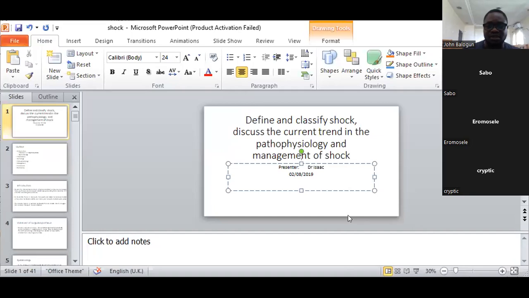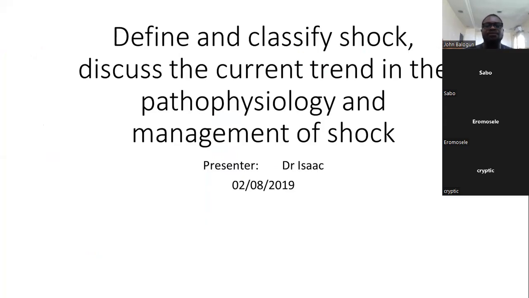Having said so, there's a timetable in the MDCN forum. Right at this moment, we're supposed to be having O&G, but the facilitator who was to present today is on call and has a case he has to handle right now. Hence, my own topic will be covering for the time that he will be unavoidably absent. Now, I will be discussing shock today.